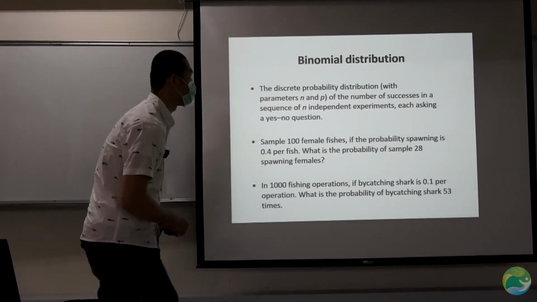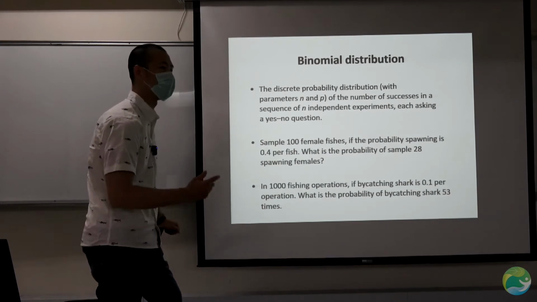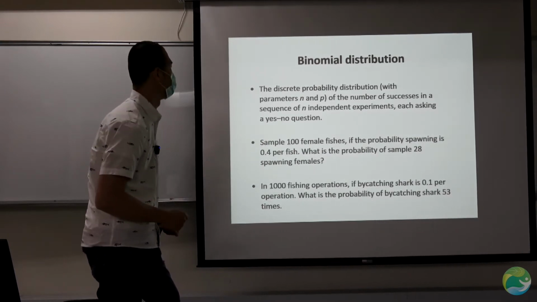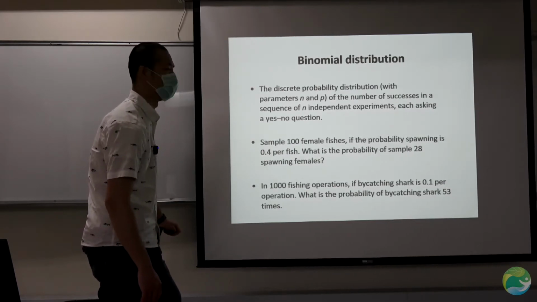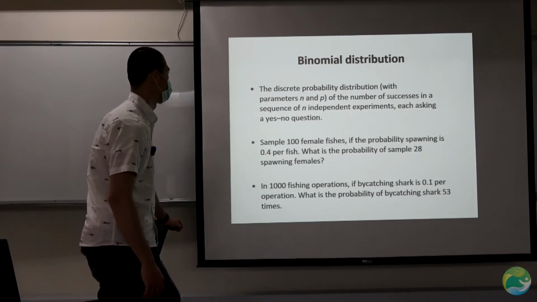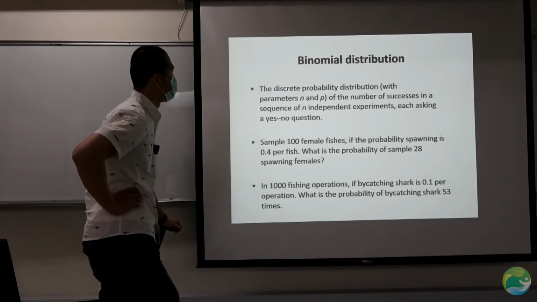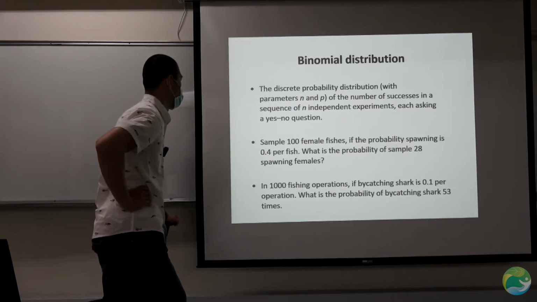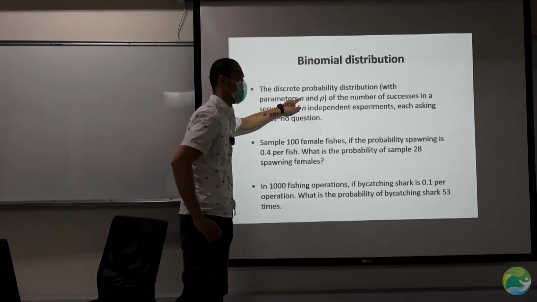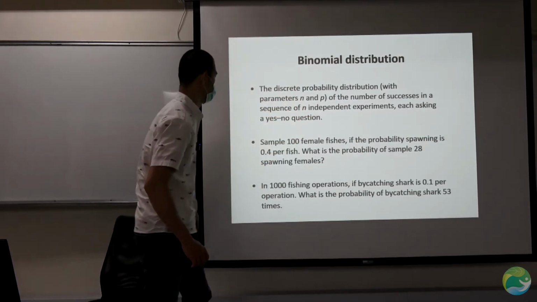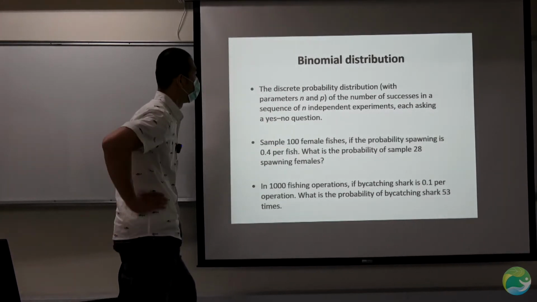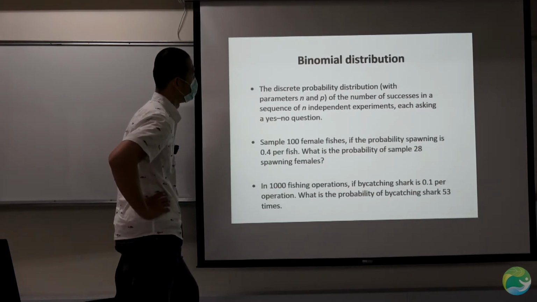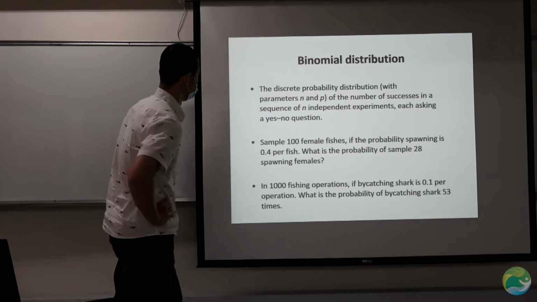If we are doing many Bernoulli trials and combine them together, it becomes a binomial distribution, okay? The binomial distribution is also used for the discrete variable. It is the discrete probability distribution with the parameters n and p. n means the number of trials you did. p is the probability of success. It gives the number of successes in a sequence of n independent experiments, each with a yes or no question.